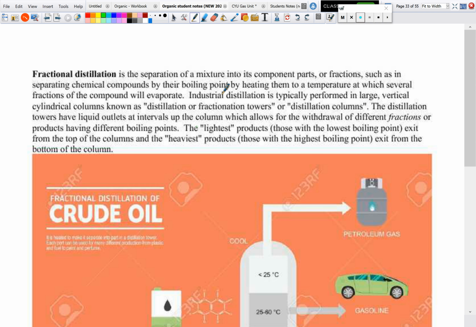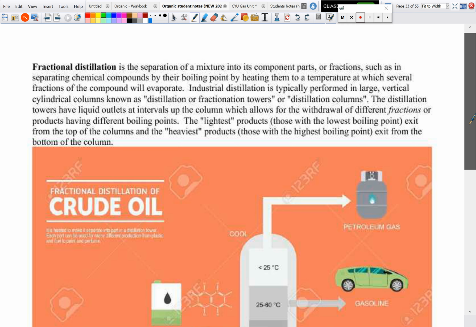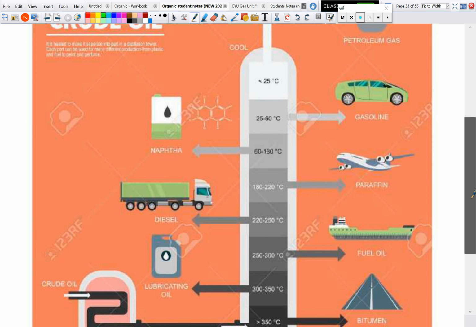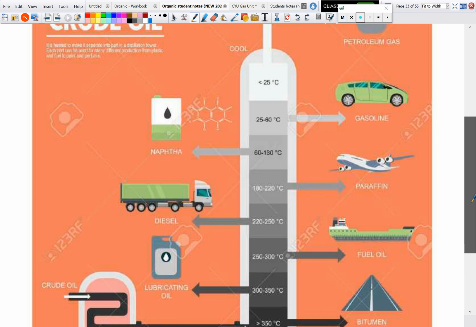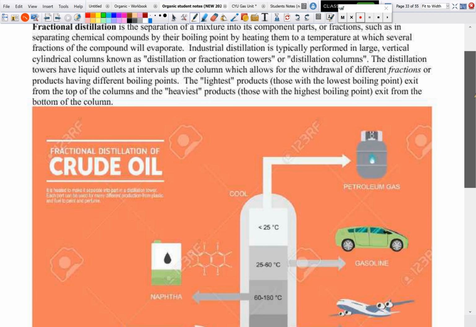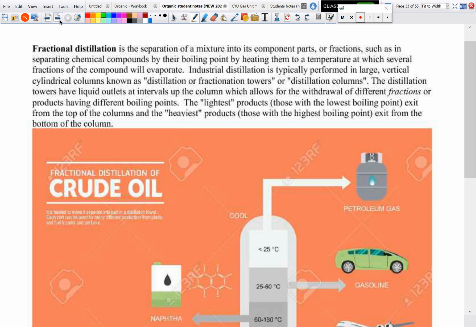Now there's a little thing here for you to read, and same thing, a big visual on the different boiling points and what some of the fuels are used for. Right, so like diesel and fuel oil and bitumen and lubricating oils and gasoline and stuff like that. So this is handy for you to look at and see what some of these petrochemicals are.